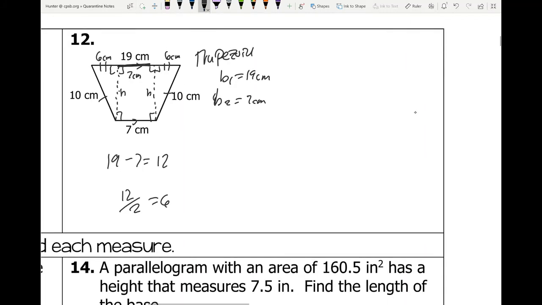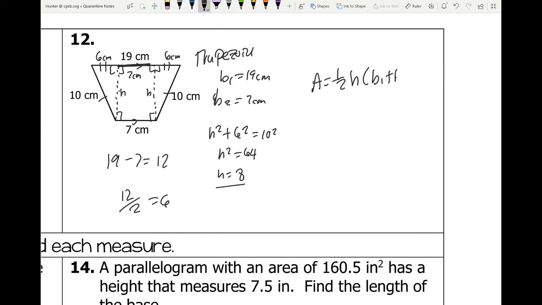So h squared plus 6 squared is equal to 10 squared. So h squared equals 64. So h is just equal to 8. So my height is 8. Good. Now I have all I need for my trapezoid formula. The area equals 1/2 h times (b1 plus b2). And again, I'll leave that to you to plug those in.